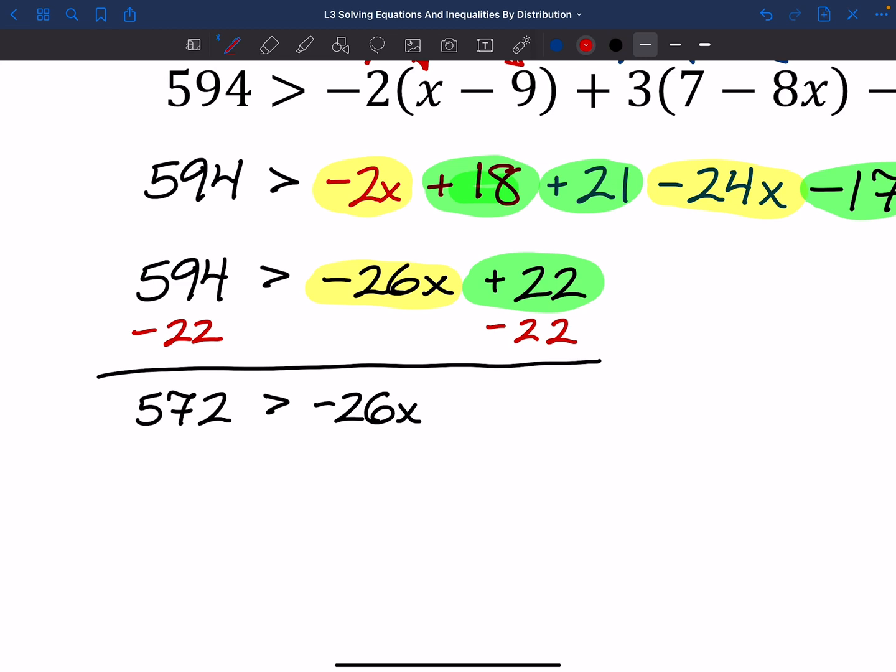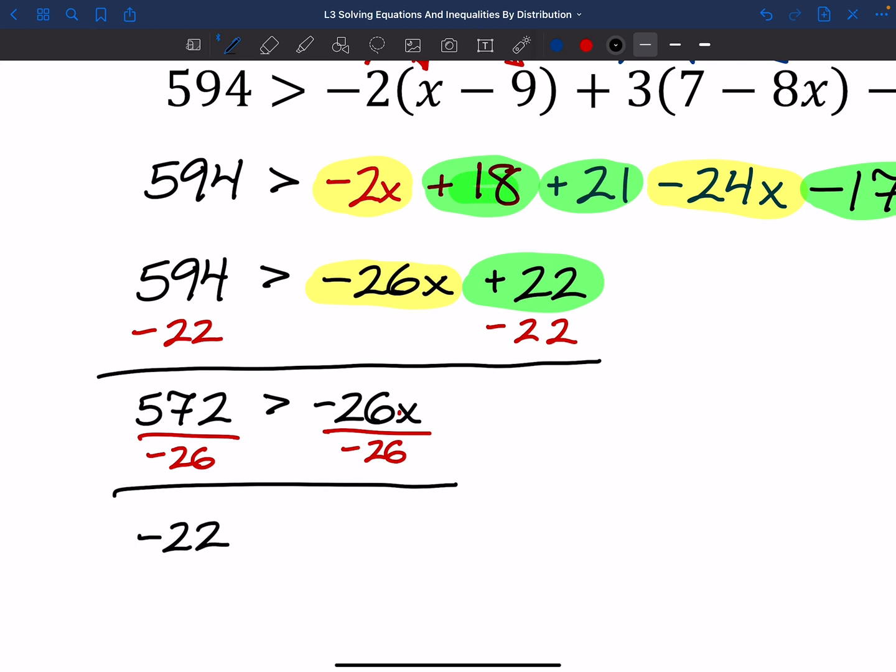Okay. Last step and a half. This is -26 times x. I want to get rid of that, so I'm going to divide by -26. When I do that, 572 divided by -26 is -22. Over on the other side, we are just going to have x. And then we divided by a negative number, so we got to flip our sign to face the other way. All right, so with this last step, this is our answer. -22 is less than x.